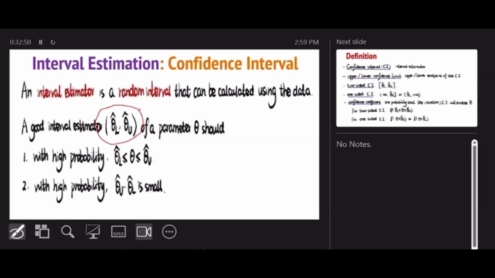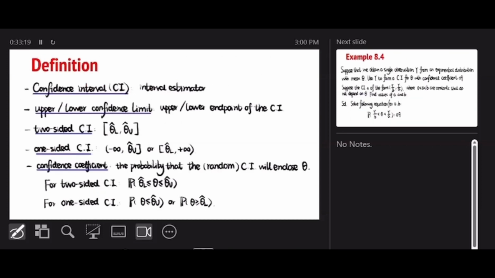And number two, the range should be small. What I mean by range is, when I subtract the lower bound from the upper bound, the range should be small. What do I mean by small? It should be very, very narrow. It shouldn't be very wide. When it is wide, there's a problem. Does that make sense? So these are the properties of a good interval estimator. Any question?